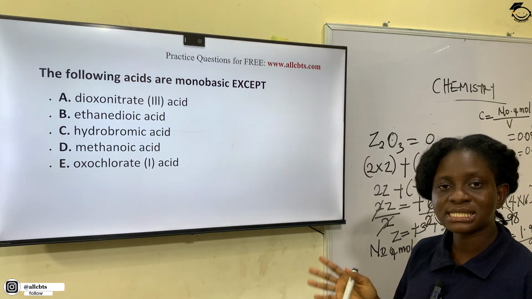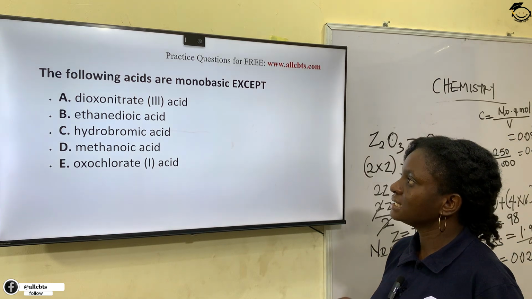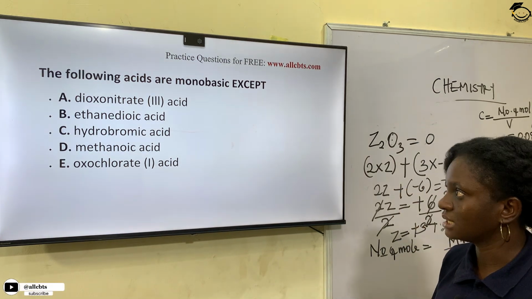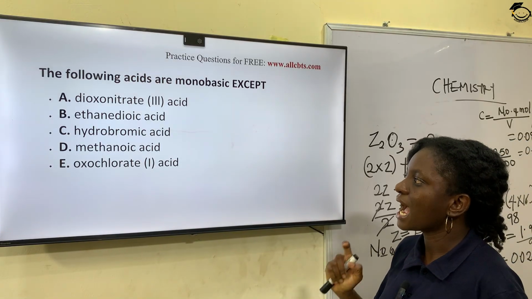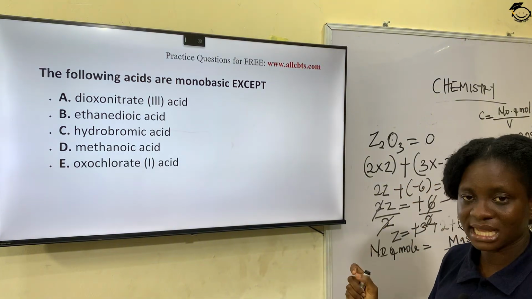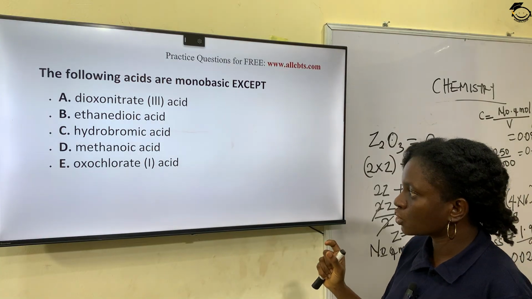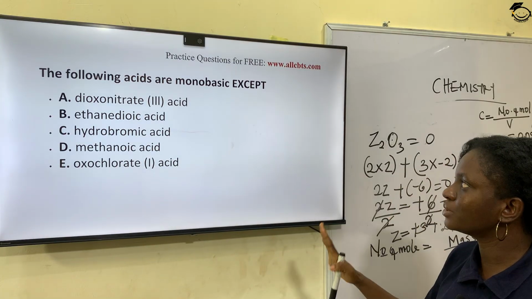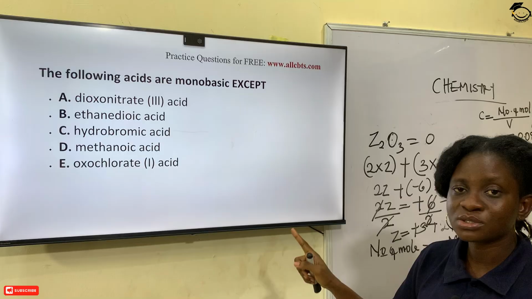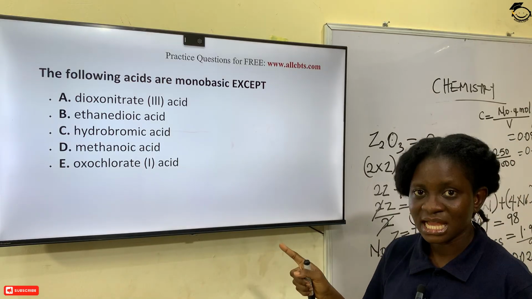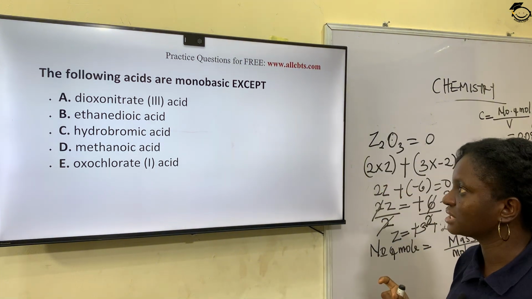The following acids are monobasic except A, deoxynitrate 3 acid, B, ethane dionic acid, C, hydrobromic acid, D, methanoic acid, E, orthochlorate 1 acid. So all these are monobasic except ethane dionic acid. Ethane dionic acid is dibasic. Option B is the correct answer.